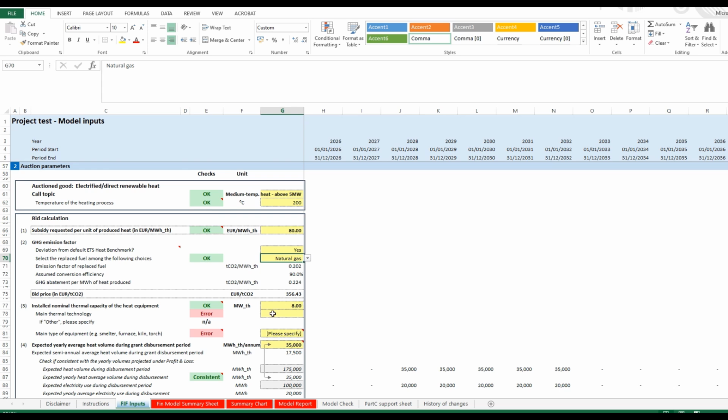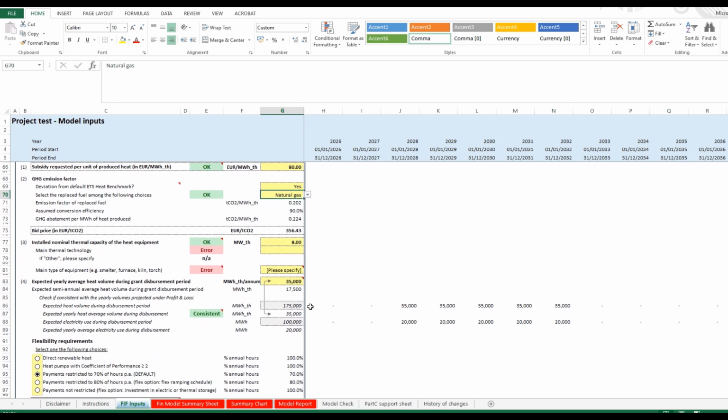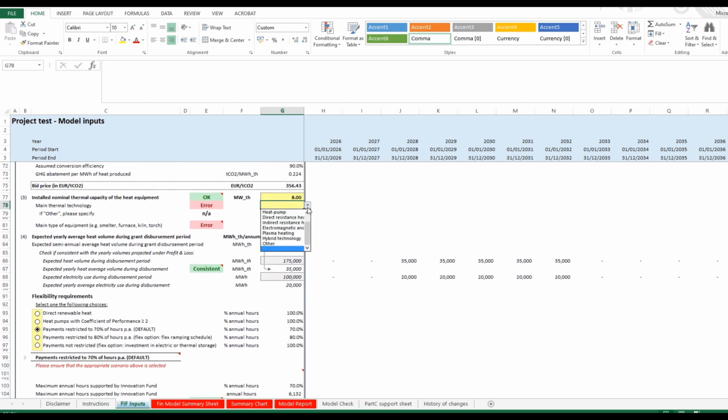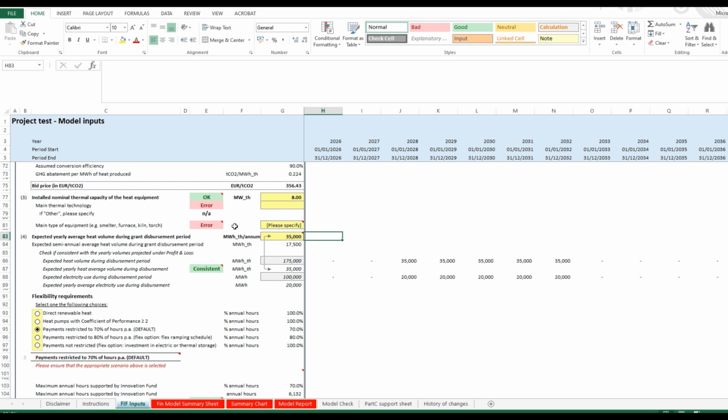The next step requires applicants to state the nominal thermal capacity of the heat production unit, expressed in thermal megawatt hours. A drop-down menu allows applicants to select the main thermal technology. Below that, indicate the main type of equipment. In this illustrative example, no selection or information was provided, which triggers error signals. Next, indicate the expected average yearly volume of electrified or direct renewable heat produced, expressed in thermal megawatt hours. This value is essential because, together with the bid price, it determines the maximum Innovation Fund grant for the project.